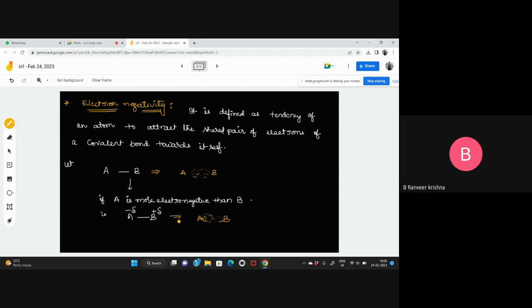Sir, I didn't understand the meaning of towards itself. Towards itself means, for example, here we are saying that A is more electronegative, no? Here the electron density is symmetrically arranged. Because A is more electronegative, the electrons are slightly attracted towards itself more as compared to B. To itself means to A. The atom which is more electronegative, towards that the electrons will go.